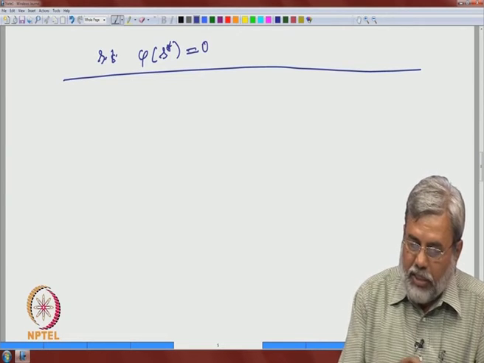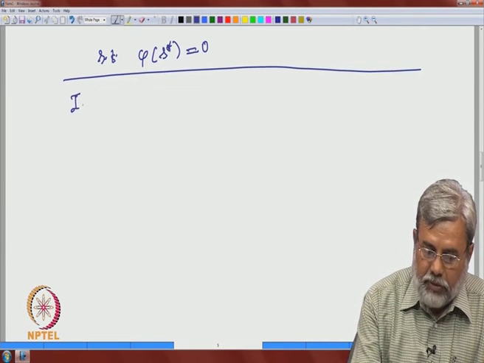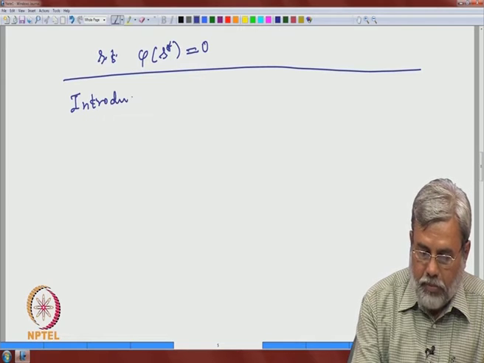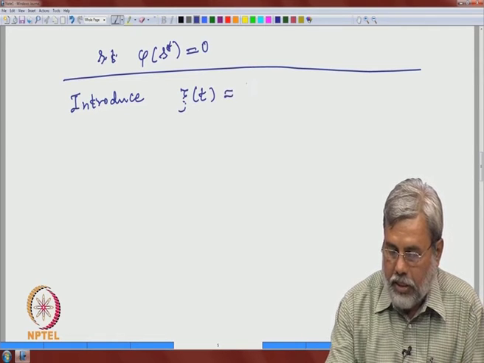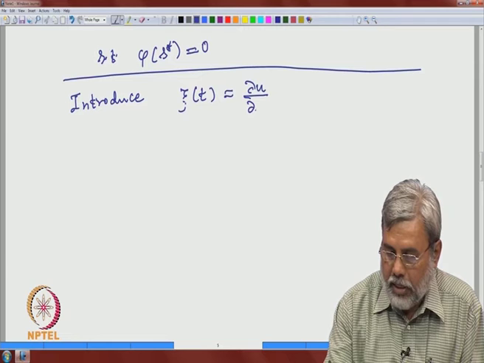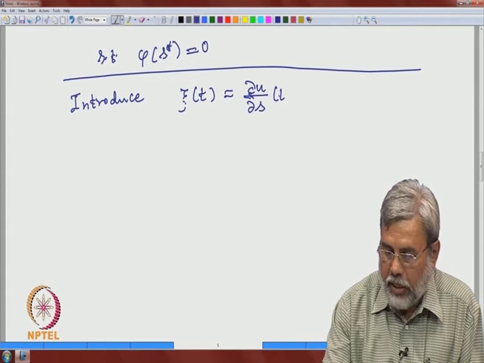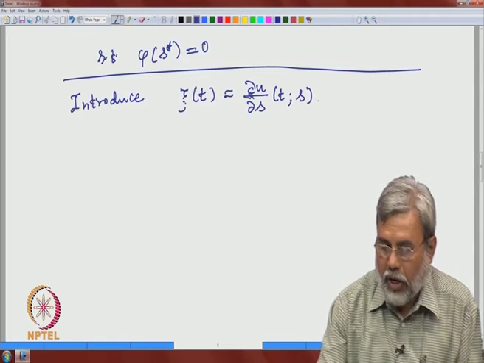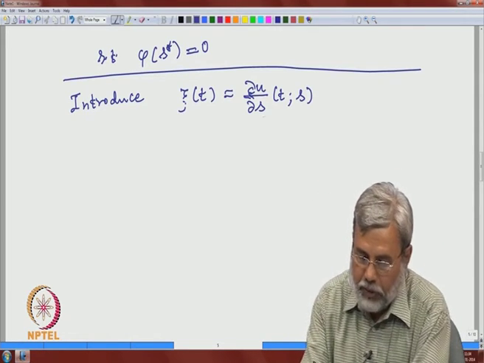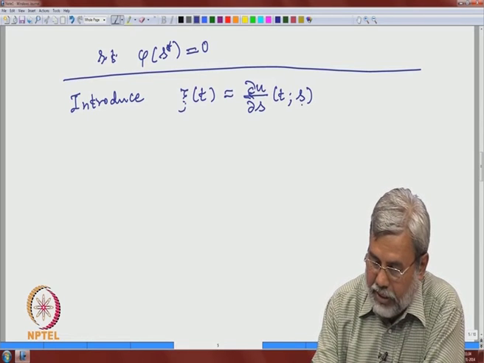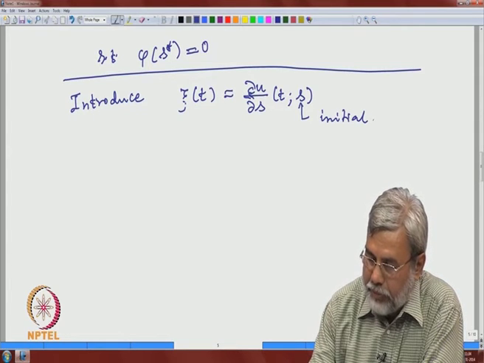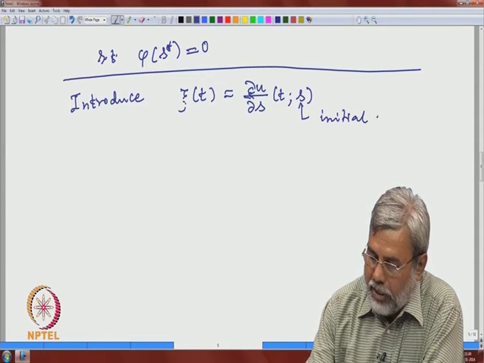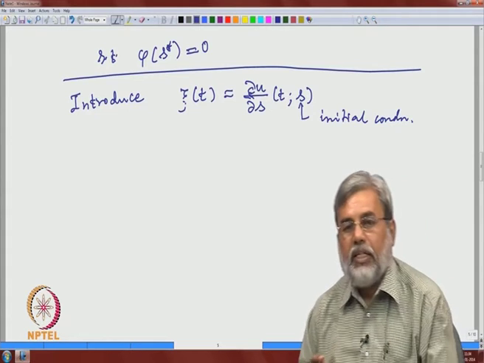Okay. So, for this we introduce something. Okay. So, introduce xi of t is du by ds. Okay. So, I am taking partial derivative with respect to s. Remember, s appears in the initial condition. Okay. So, now I am varying that s. So, I am considering u as a function of s, initial condition. Okay. It appears in the initial condition.